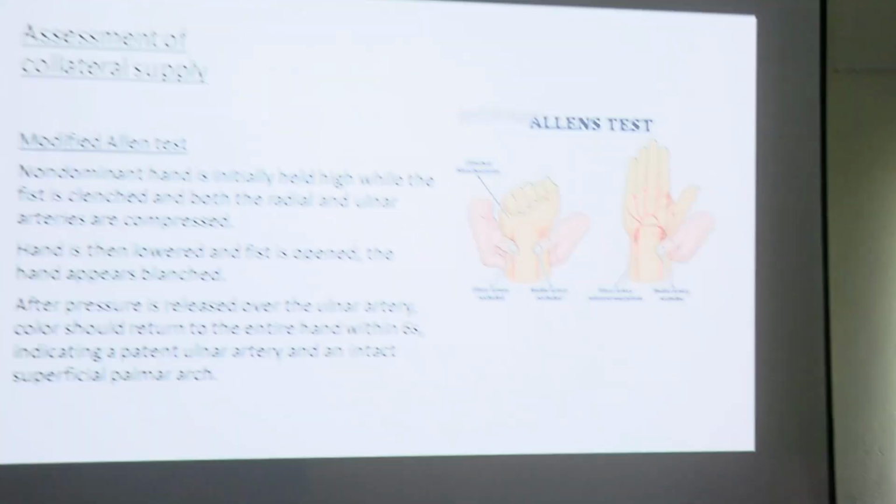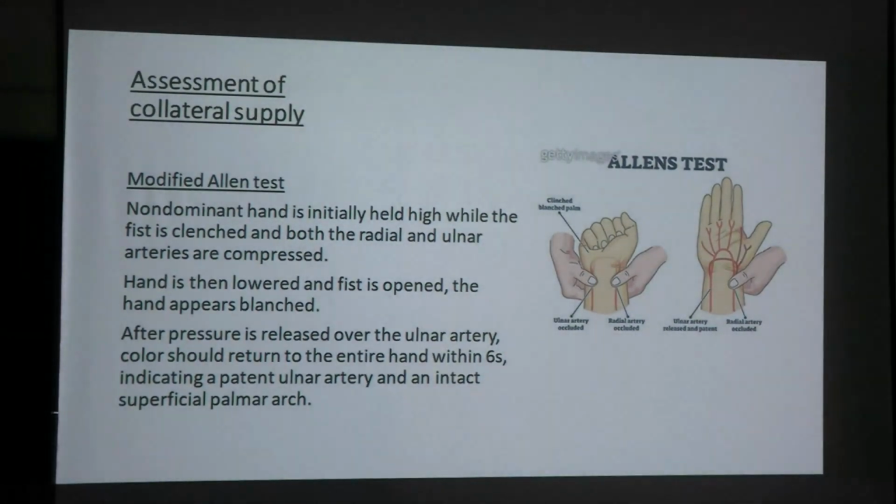Then, as it is an intact superficial palmar arch, the hand and digits will get blood supply from both the radial artery and ulnar artery. If pressure is released over the ulnar artery, then also the hand and digits are getting supply. So if color does not return to the hand within 6 seconds, that means the superficial palmar arch is not intact, that is, compromised. In that case, we will not collect the ABG sample from that hand.